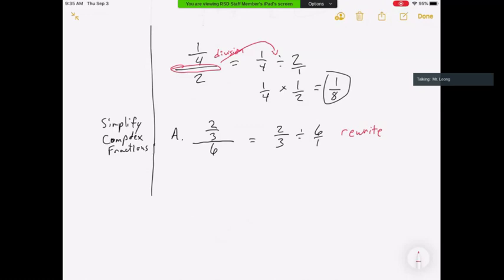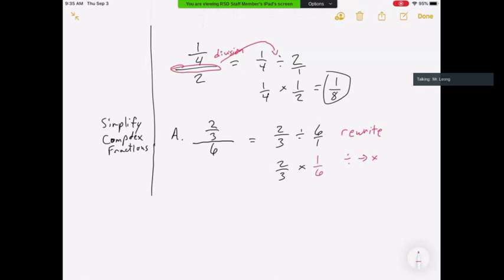Second step, we keep the first part, we change division to multiplication. So division becomes multiplication. And then 6 over 1 becomes 1 over 6.